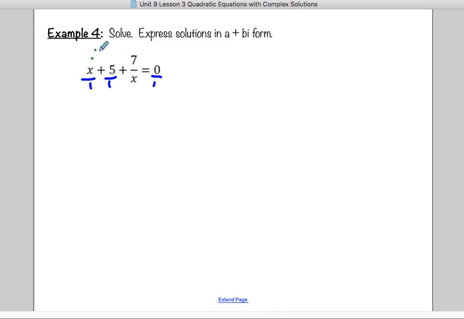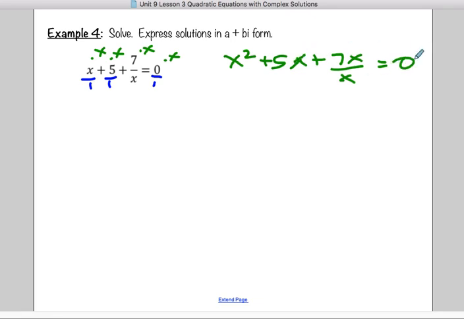I'm going to take all my numerators times x. This gives me x squared plus 5x plus 7x over x, and then x times 0 is just 0. These will cancel, and so I have x squared plus 5x plus 7 equals 0. So whenever you have this x in the denominator, you just need to multiply by your common denominator to get rid of it. Okay. Now I would see a quadratic, so I'm going to plug it in the quadratic formula.